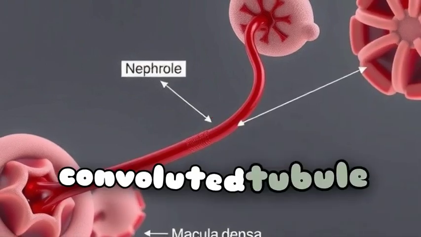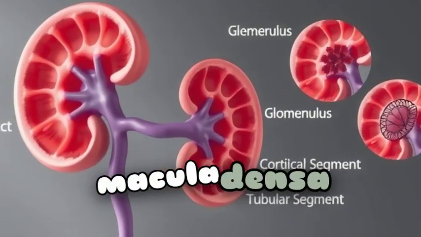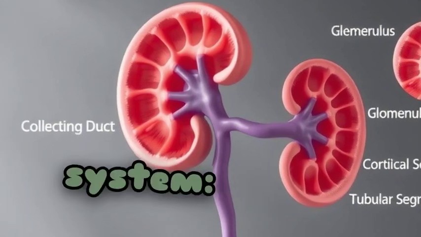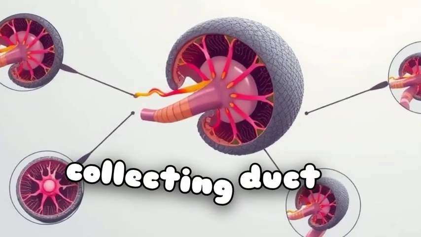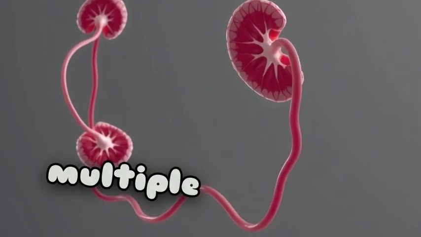Distal convoluted tubule, DCT, cortical segment receiving macula densa input. Collecting duct system: cortical collecting duct, medullary collecting duct, papillary ducts, receiving multiple nephrons.